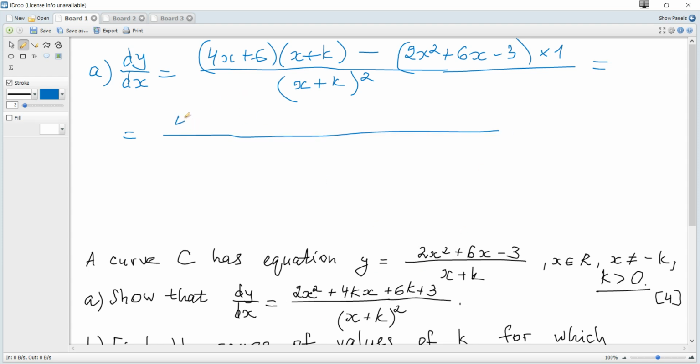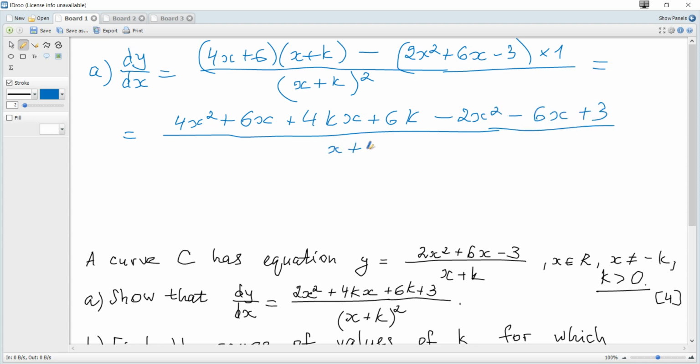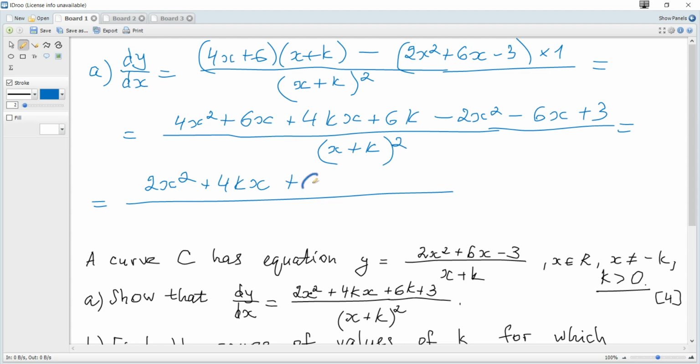So it becomes 4x squared plus 6x plus 4kx plus 6k minus 2x squared minus 6x plus 3, over (x plus k) squared. It becomes 2x squared, 6x minus 6x is 0, plus 4kx plus 6k plus 3 over (x plus k) squared, as required.